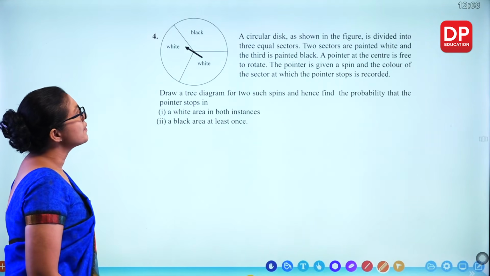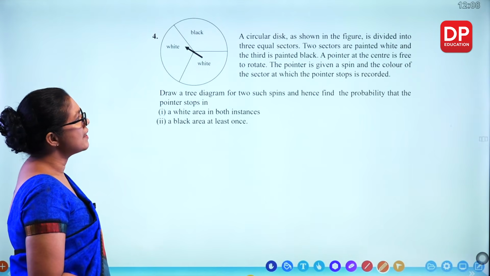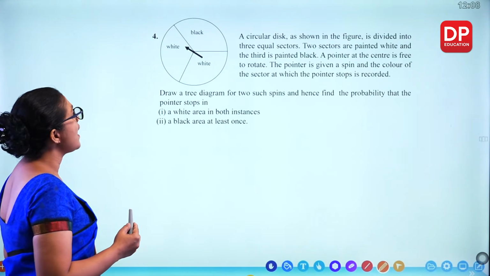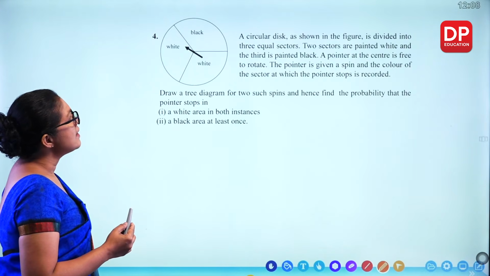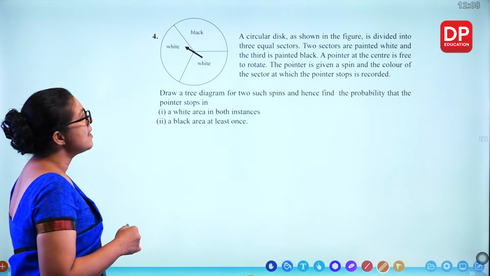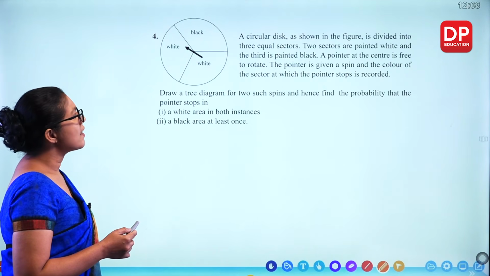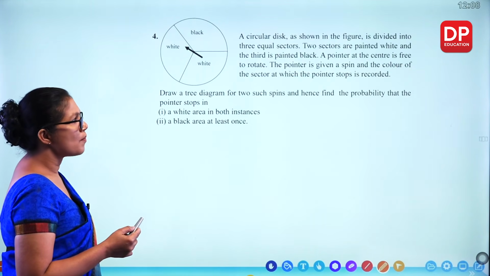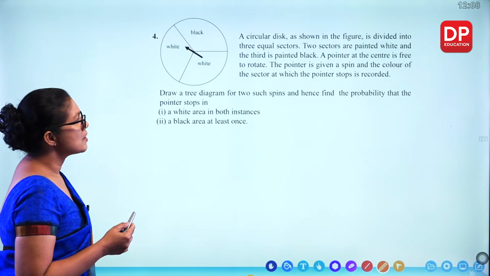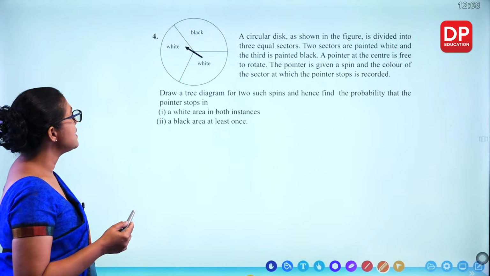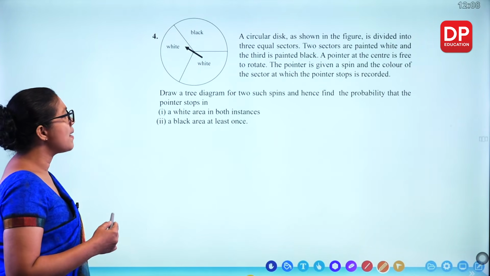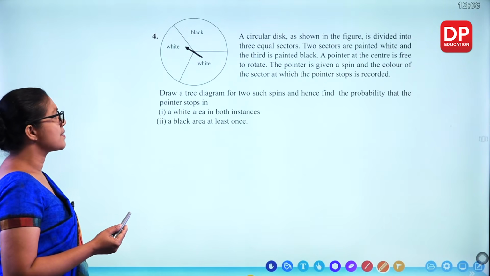Question number 4. A circular disc as shown in the figure is divided into 3 equal sectors. 2 sectors are painted white and the third is painted black. A pointer at the center is free to rotate. The pointer is given a spin and the color of the sector at which the pointer stops is recorded. Draw a tree diagram for 2 such spins and hence find the probability that the pointer stops in a white area in both instances, a black area at least once.